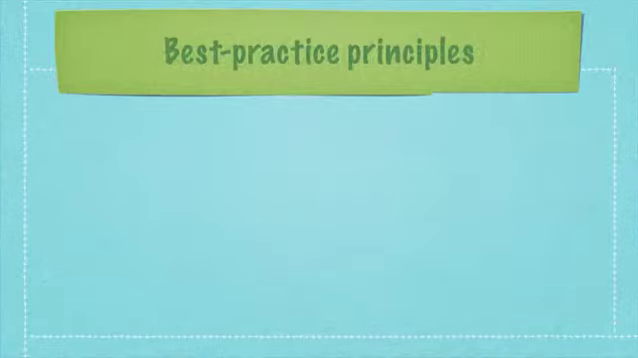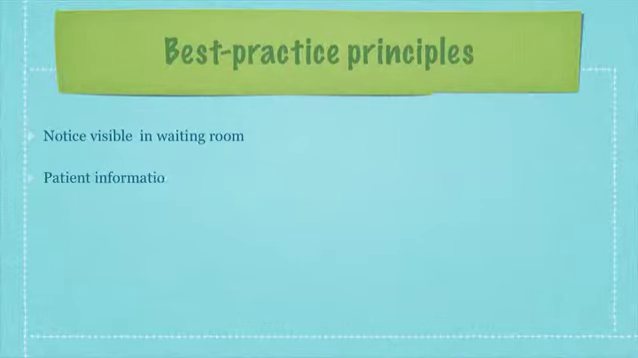The method of consenting may vary from practice to practice. However, the best practice principles are to have a notice visible in the waiting room announcing the presence of the medical student at the practice, to provide the patients who might see the student with an information sheet about the purpose of the student presence. A sample template of this is available in the download section.